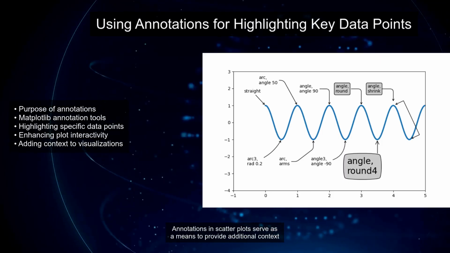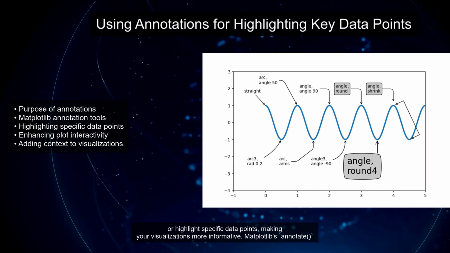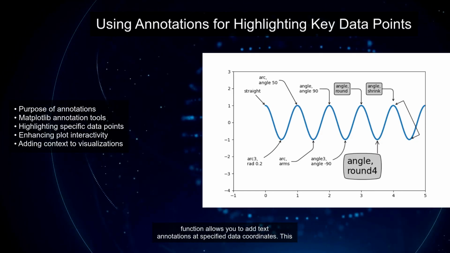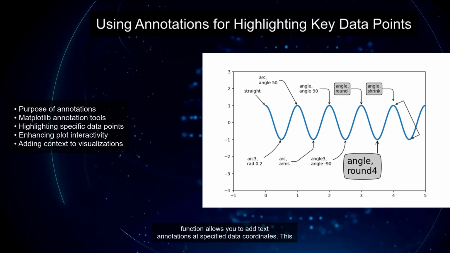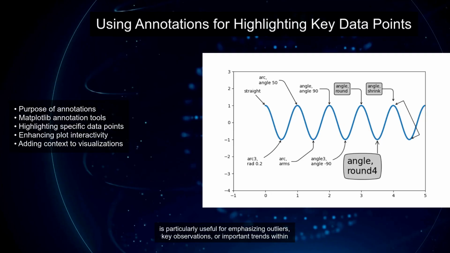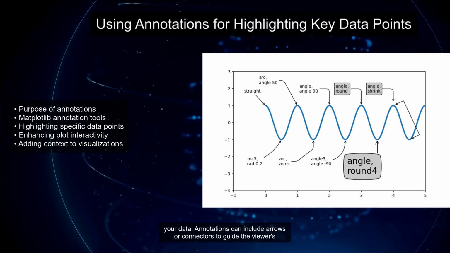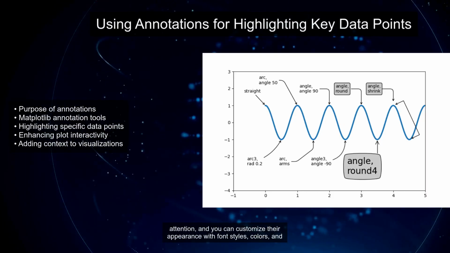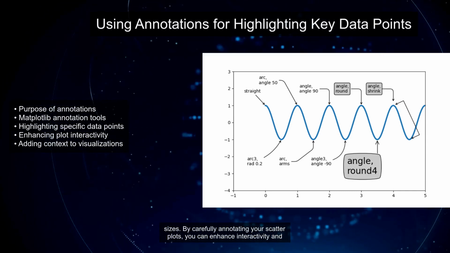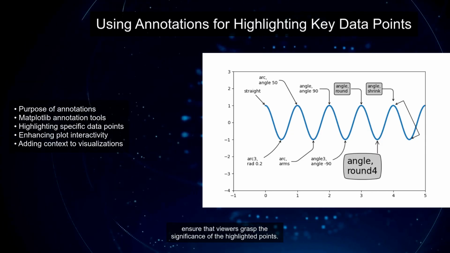Annotations in scatter plots serve as a means to provide additional context or highlight specific data points, making your visualizations more informative. Matplotlib's annotate function allows you to add text annotations at specified data coordinates. This is particularly useful for emphasizing outliers, key observations, or important trends within your data. Annotations can include arrows or connectors to guide the viewer's attention, and you can customize their appearance with font styles, colors, and sizes.